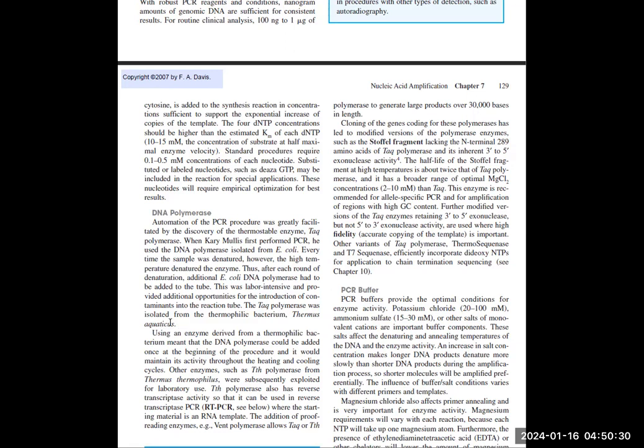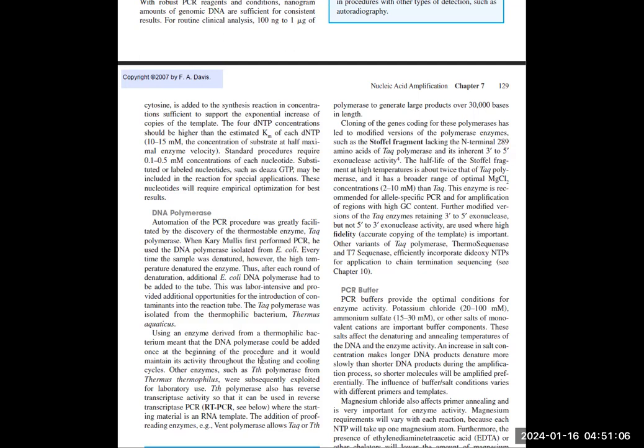But right now we already have our Taq polymerase from our thermostable bacterium, Thermus aquaticus. And our Thermus aquaticus, guys, has little or no 3' exonuclease activity. That's why it's also chosen. And using an enzyme derived from a thermophilic bacterium meant that the DNA polymerase could be added once at the beginning of the procedure and it would maintain its activity all throughout the heating and cooling cycles.